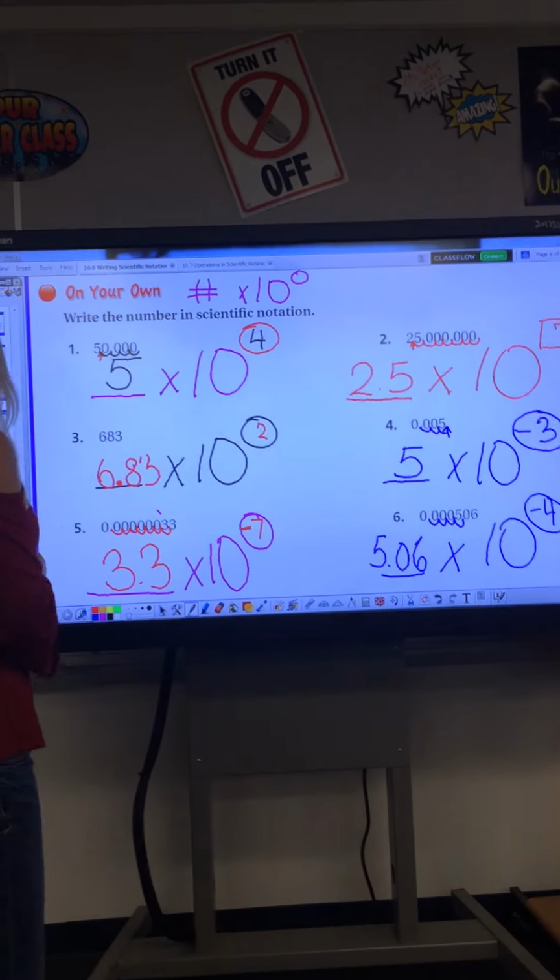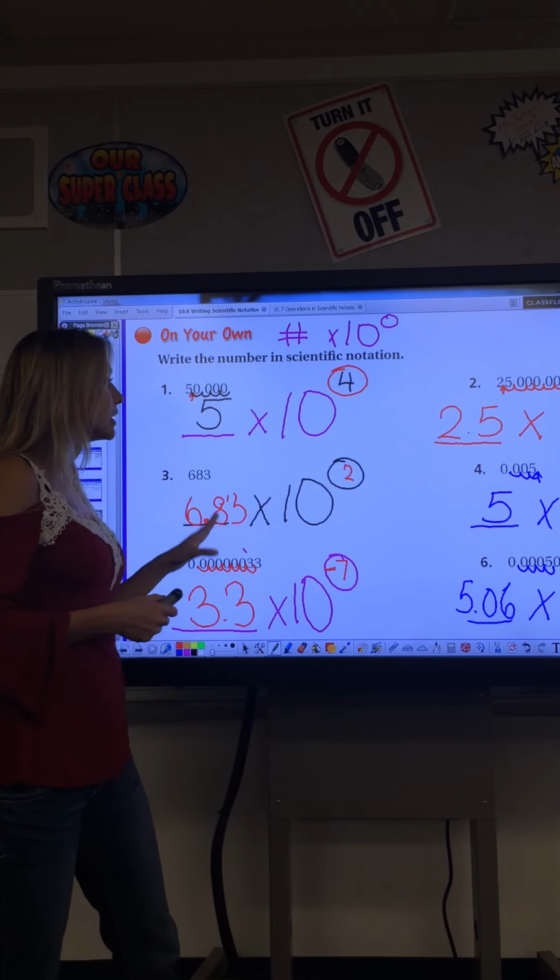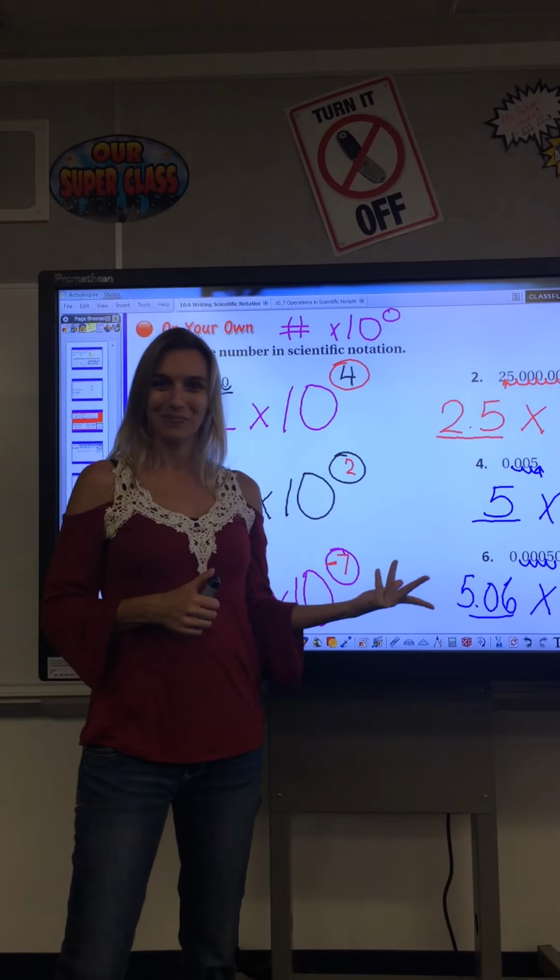All right, and that's about it. This is how we will write any number in scientific notation. Sounds good?